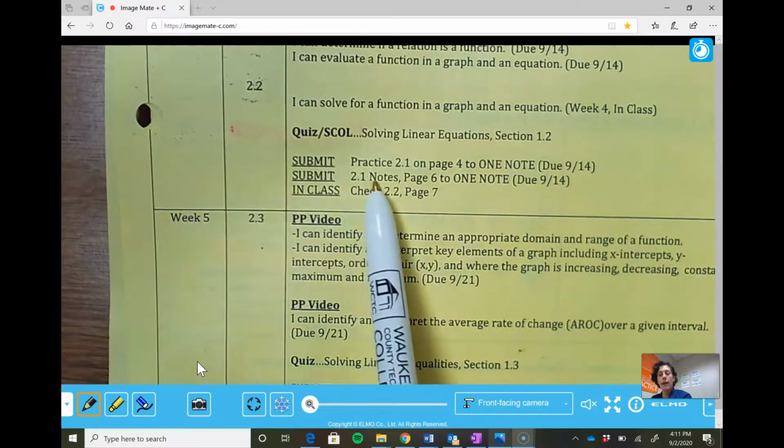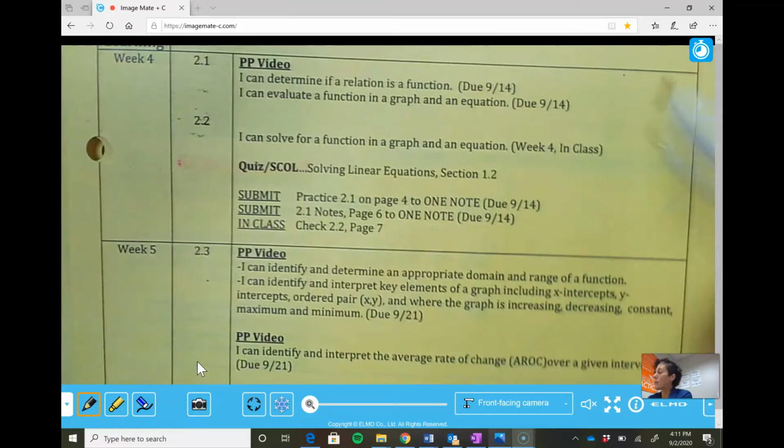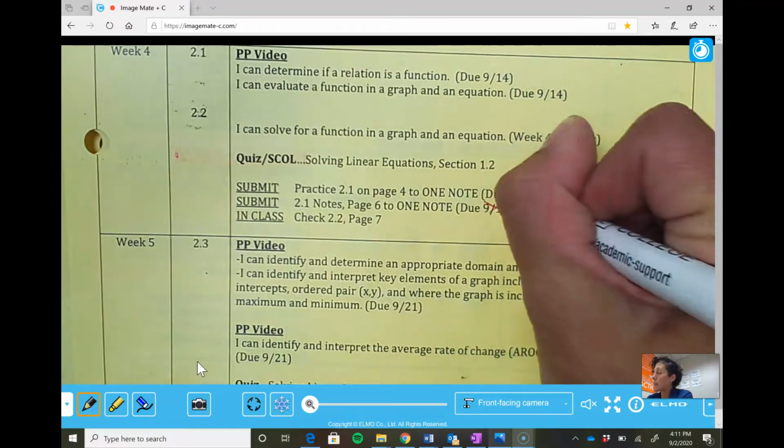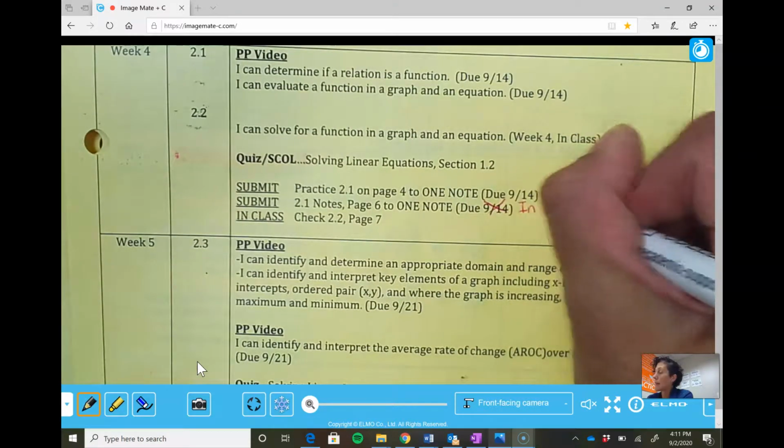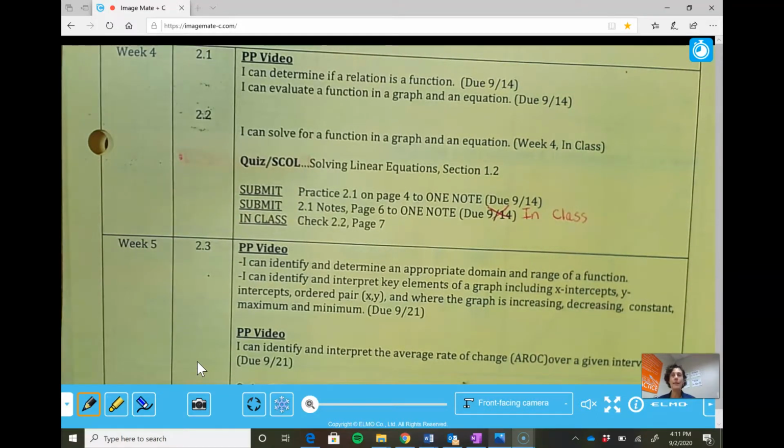So I actually have to probably take this back. Page 6 is the part that we're doing in class, so I'm going to take away that due date that's here, and I'm going to say due in class. All right? And again, some of it's just practicing submitting things to OneNote. That's it. I'll see you in class.